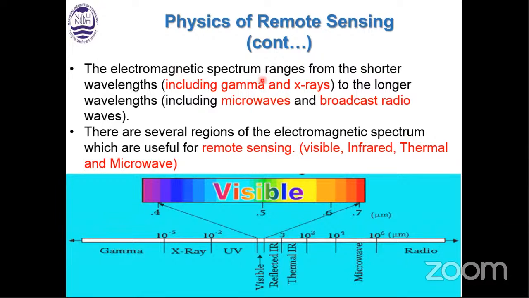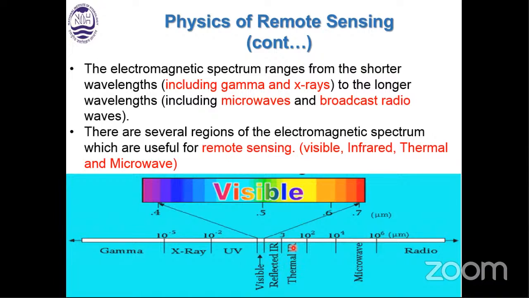The electromagnetic spectrum ranges from shorter wavelength to longer wavelength, which includes microwave and broadcast radio waves. There are several regions of the electromagnetic spectrum which are useful for remote sensing. As I told you, the visible, reflective, and thermal infrared. I think everybody has heard about the night vision camera. So what does a night vision camera actually do? It captures images using infrared sensors. What does an infrared sensor do? It emits light at night also, but humans cannot detect this infrared because humans are only prone to visible light, only able to detect this visible range of the band.